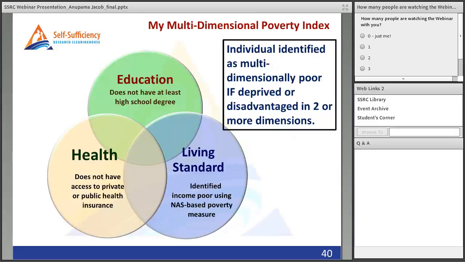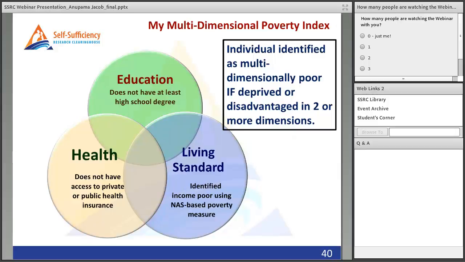For the health dimension, an individual is considered deprived if she or he has no access to any form of private or public health insurance. And health insurance here is taken as a proxy for access to healthcare, which in turn is assumed to provide opportunities to maintain physical and mental health. And research has suggested, for example, that individuals without insurance are prone to experience more psychological stress. An individual without any form of health insurance is thus assumed to be deprived in terms of the capability to lead a healthy life.